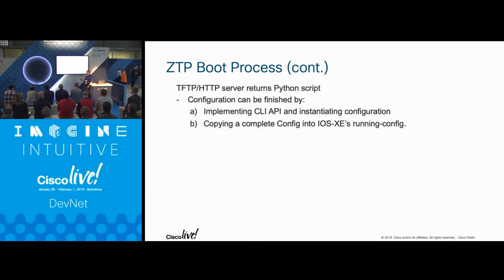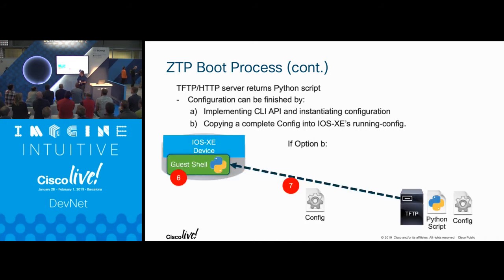So, when I send that file back, and I want to have that device execute that Python script, there are two basic ways I can do things with this return script. I can A, implement using that API structure I showed you, which integrates some command line interface. And by doing that, I can actually then instantiate my config. I could even just copy a complete configuration file or a version of software, as a matter of fact, at the same time, and run it in the IOS XE device's running configuration.